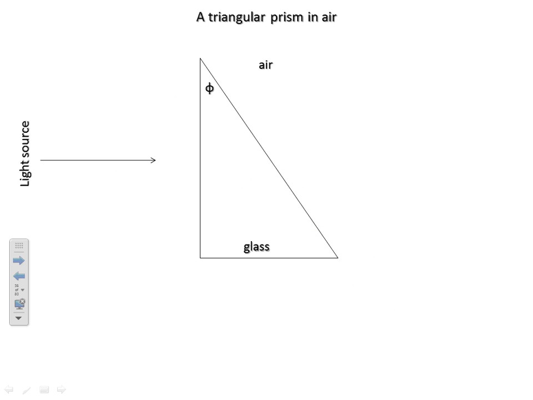Let's look at a couple of examples. There's no math to do here, but just look at a couple of examples of what happens. We've got a triangular prism that's made of glass.